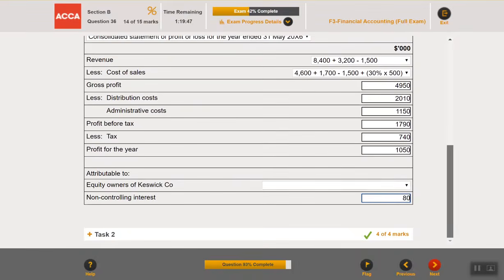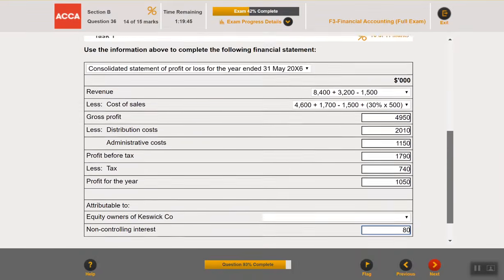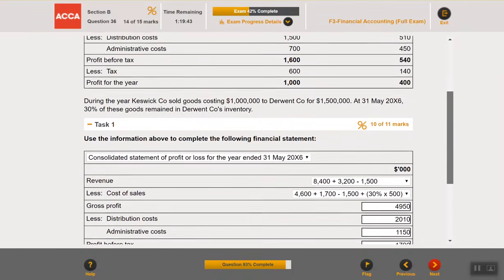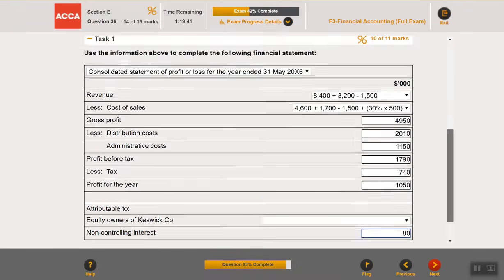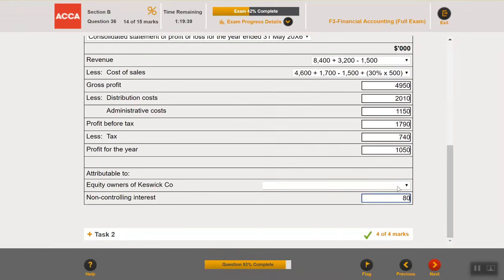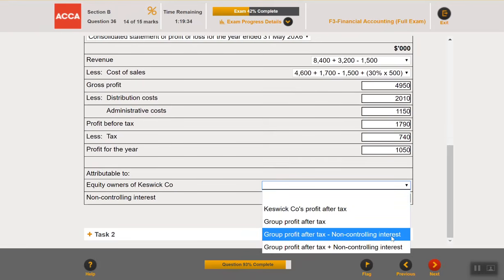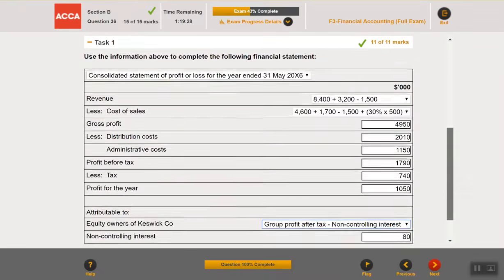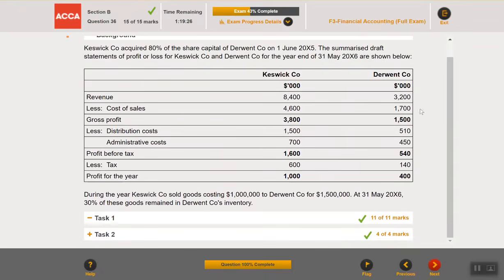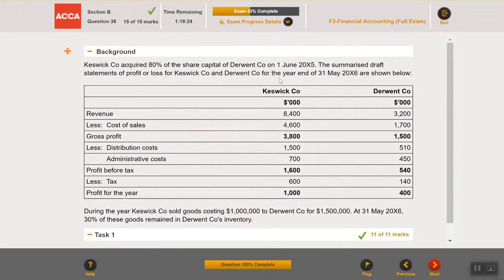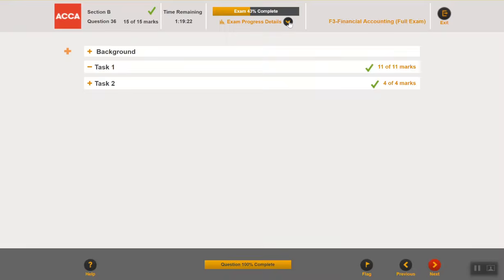And then equity holders. Remember, equity holders is fully parents and 80% of the subsidiary. Group profit for the year, it means the total minus the percentage of the subsidiary. Yes. So this completes this question. Let's go to the next one.